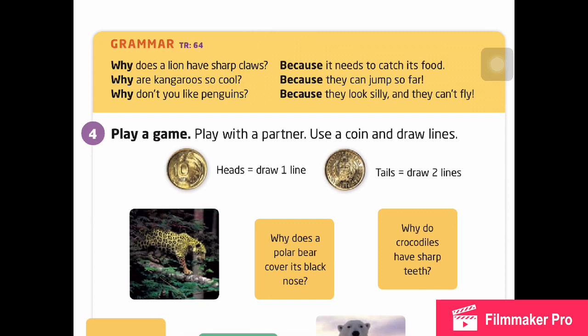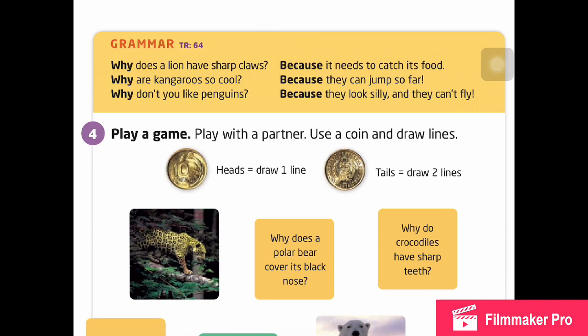Why does a lion have sharp claws? Do you remember what is sharp? Sharp is afilado. And claws? Very good. Garras. Why does a lion have sharp claws? Because it needs to catch its food.